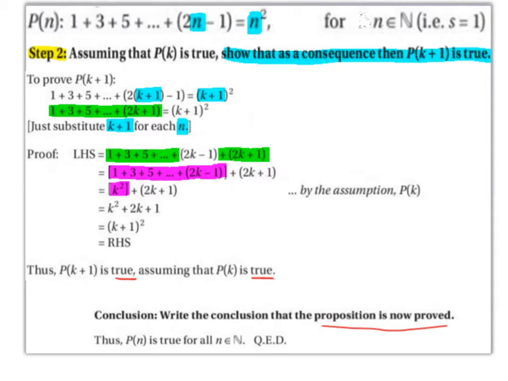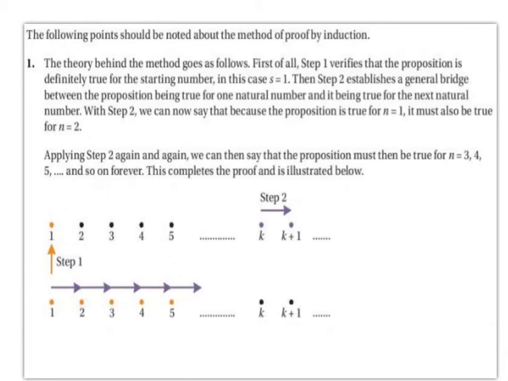So there are 2 steps and a conclusion involved in proof by induction, and every step has to be included. You can't leave anything out, and you must finish with a conclusion. So the following points should be noted about the method of proof by induction. The theory behind the method goes as follows. First of all, step 1 verifies that the proposition is definitely true for the starting number. In this case, s is equal to 1, and it's usually s is equal to 1. Then step 2 establishes a general bridge between the proposition being true for one natural number and it being true for the next natural number.